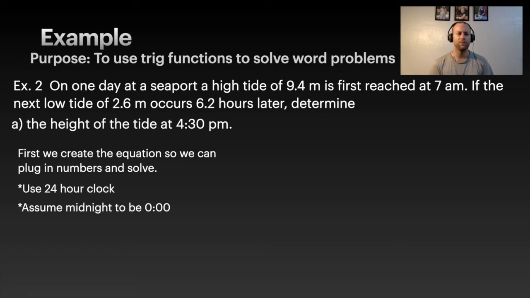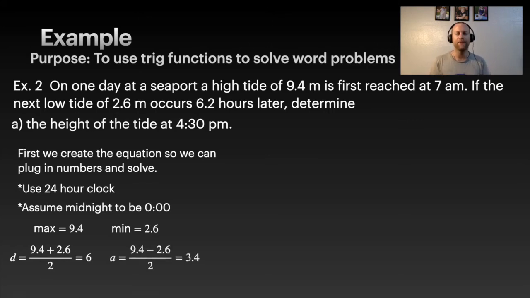So what we know is that the high tide is at 9.4, the minimum is 2.6, that's given in the question. First we need the D value. Since we know max and min, we can figure that out. We know the A value. Again, this is just max plus min divided by 2. Max minus min gives you, those are your D and A values.